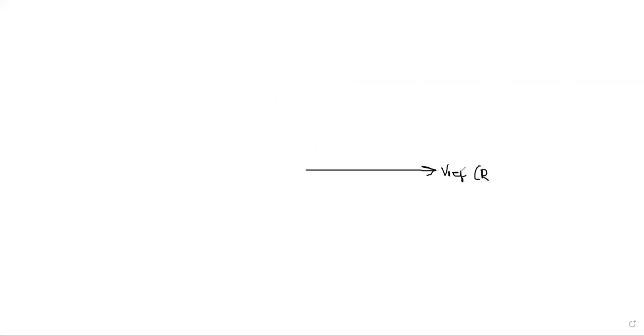This is the voltage I am giving to the relay. Obviously the relay is a coil which has inductance, so the flux will lag somewhat behind this. Let's assume that is phi. That is the flux generated by the V reference.